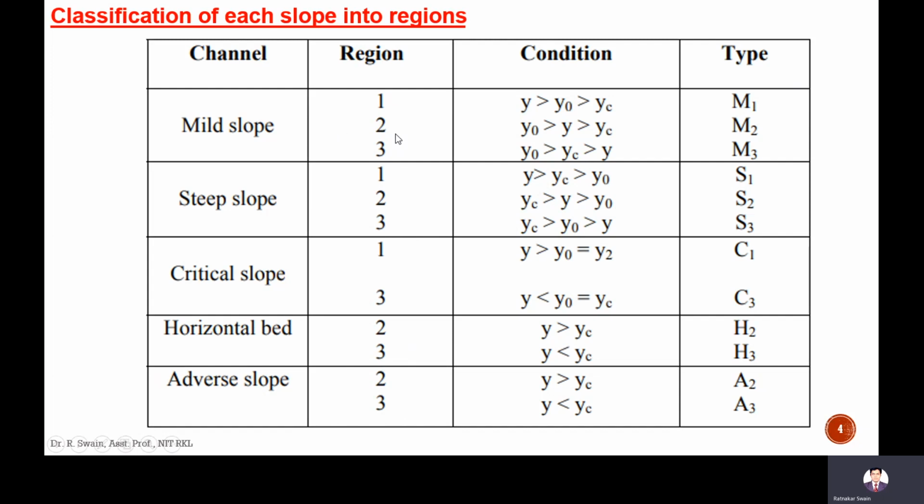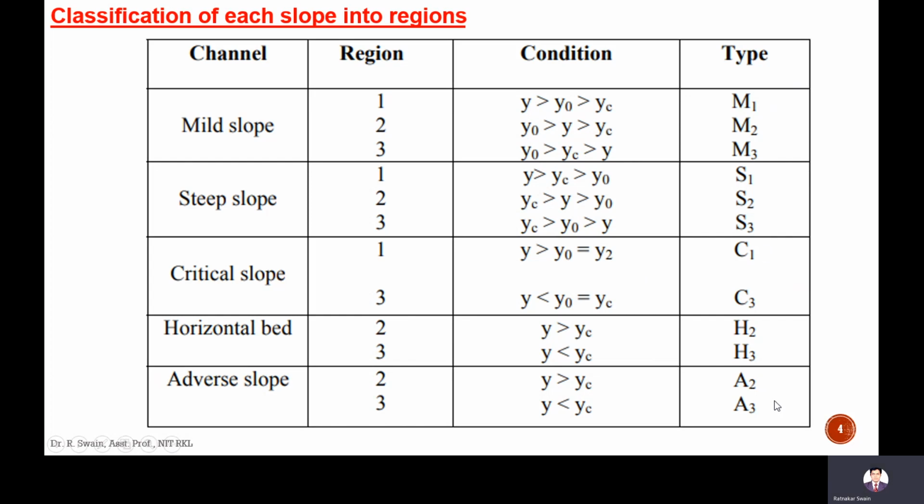And region 1 we already discussed in the last class: if the depth is more than Y naught, which is more than YC, that is considered the M1 profile. When Y is in between Y naught and YC, it is called the M2 profile. When Y is less than YC, which is less than Y naught, it is called the M3 profile. Similarly, in the steep slope it is S1, S2, S3 profiles. For the critical slope there will be 2, C1 and C3. For the horizontal bed it is H2, H3, and for the adverse slope there will be A2 and A3.